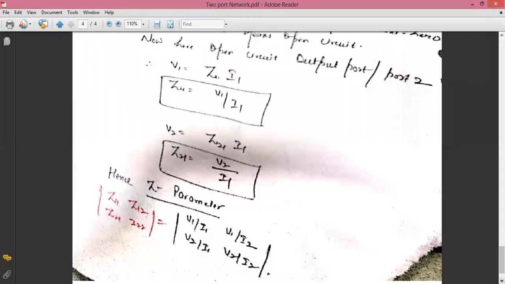In my future classes, we will discuss the Y parameter, then after that transmission, after that inverse transmission, after that H, and after that G. Hope you can understand in a better way.